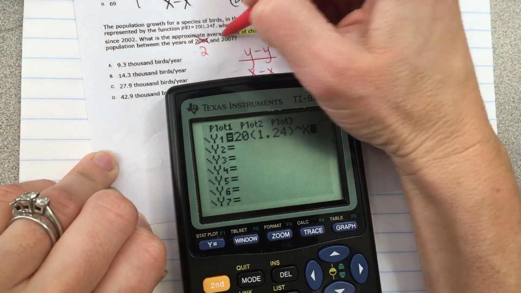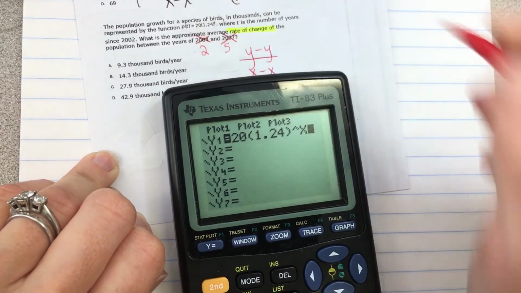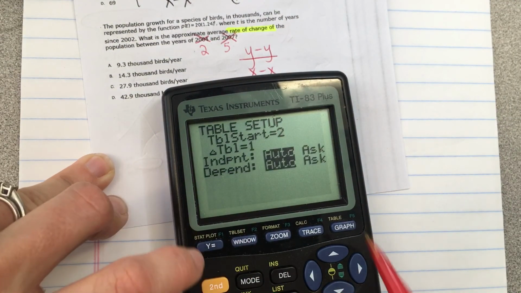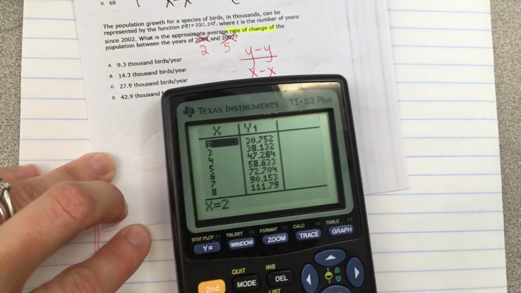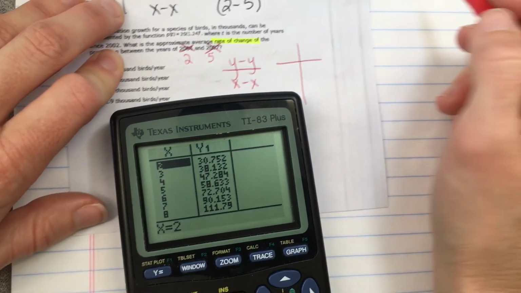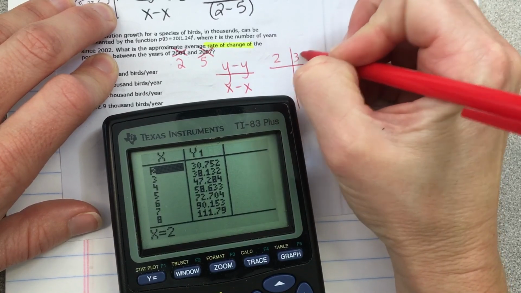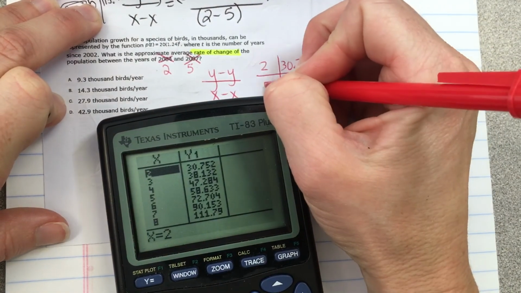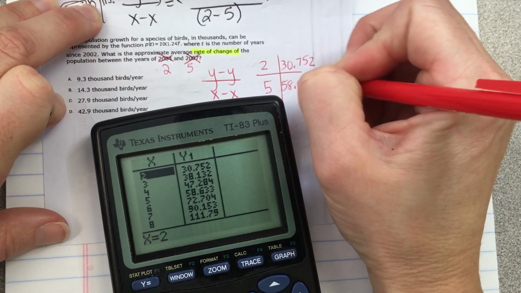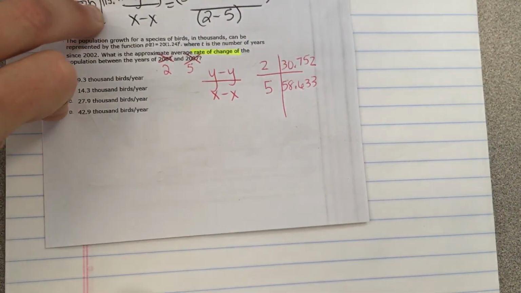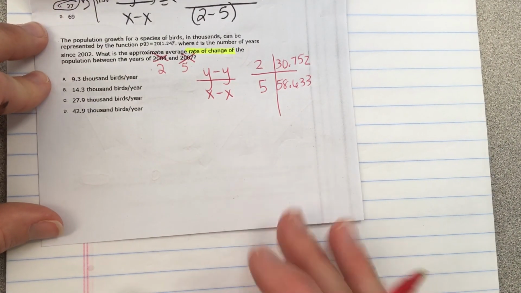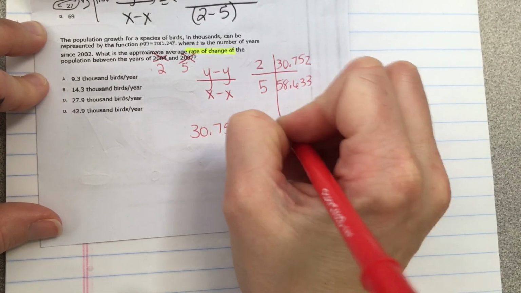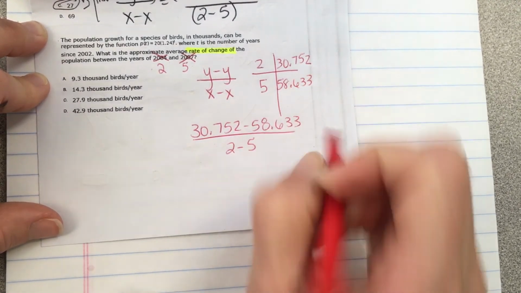What about in 2007? It's been 5 years, okay? So you're actually going from 2 to 5 again. So second window, it's already at 2. Second graph, and I'm gonna go ahead and make my table. So 2 is 30.752. And what do y'all get for 5? Okay. All right, and after I get those numbers, I do y minus y over x minus x.